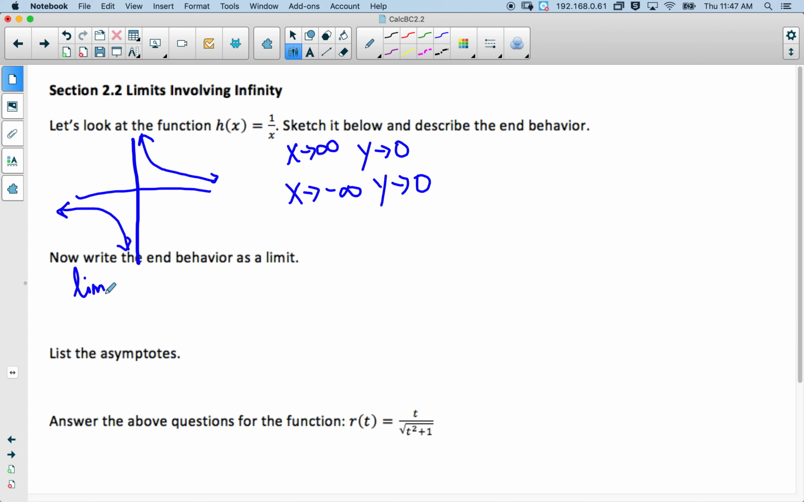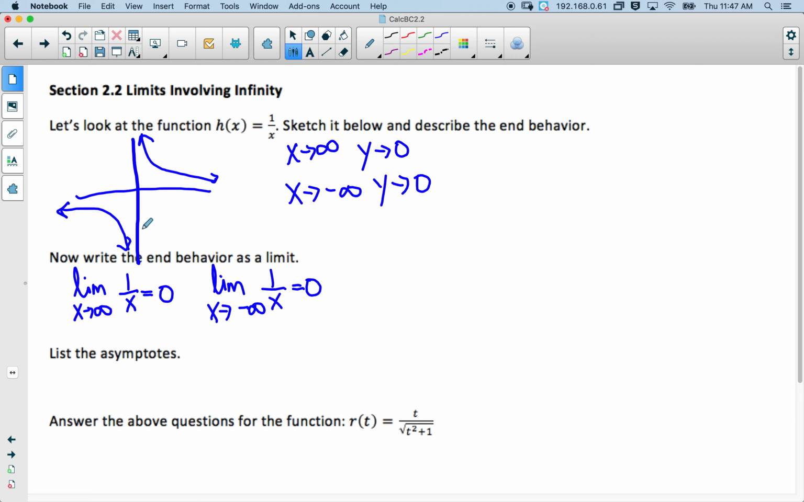So we're going to do the limit as x approaches infinity of 1 over x is equal to 0. So these two basically mean the same thing. And we can write the limit as x approaches negative infinity of 1 over x is equal to, and if as x is approaching negative infinity, that's going to equal 0.